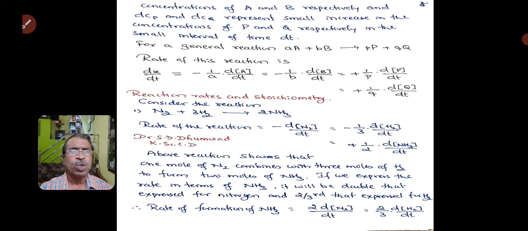The above reaction shows that 1 mole of nitrogen combines with 3 moles of hydrogen to form 2 moles of ammonia. If we express the rate in terms of ammonia, it will be double that expressed for nitrogen and 2/3 that expressed for hydrogen. Therefore, the rate of formation of ammonia is equal to 2 into d active mass of nitrogen divided by dt, which is also equal to 2 by 3 of d active mass of hydrogen with respect to time dt.